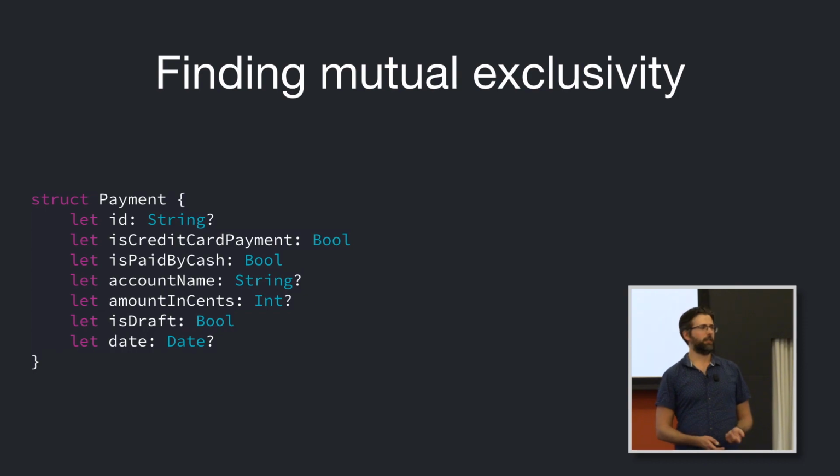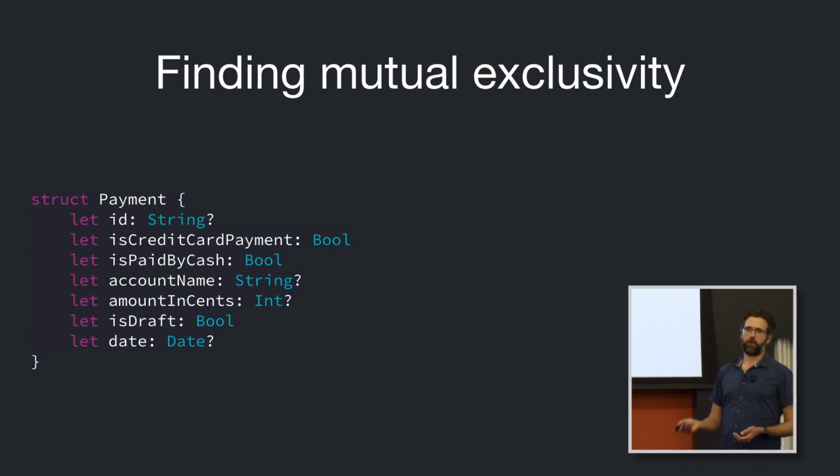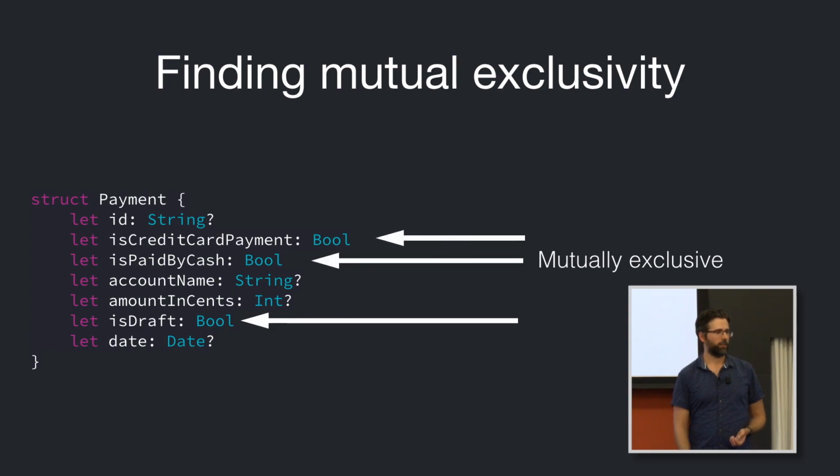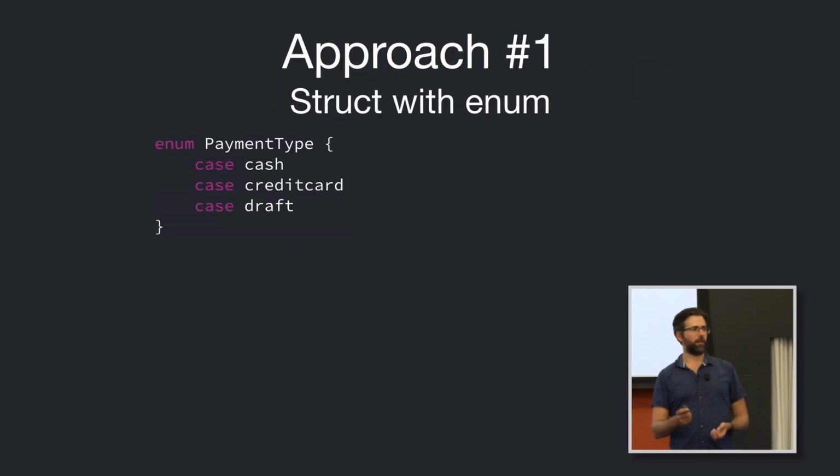to represent your data. So what I like to do is I like to find values that are mutually exclusive. So we talked about enums, how they are OR types. So this payment can be either a credit card payment or a cash payment or a draft. So when I start thinking this way, I realize, oh, there's an enum in here. And there is. So we have a payment type that we can define as an enum with 3 cases, right? It's either a cash, credit card, or a draft.